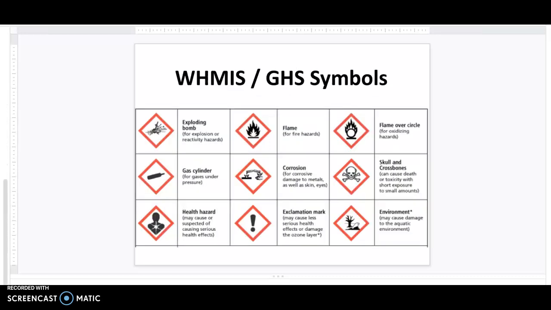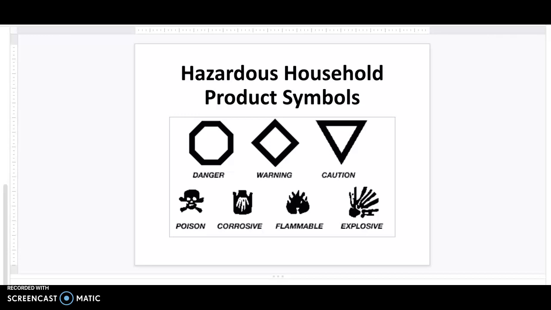So let's go back to the household products. The skull and crossbones, of course, is poison. We have a symbol for corrosive. That means that it can really destroy other things that it comes in contact with. Flammable, and this is a symbol for explosive. And then we also have these symbols.